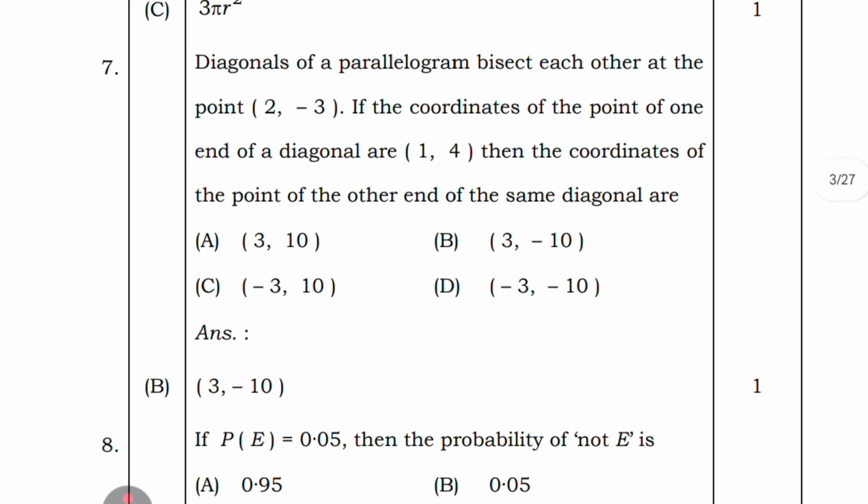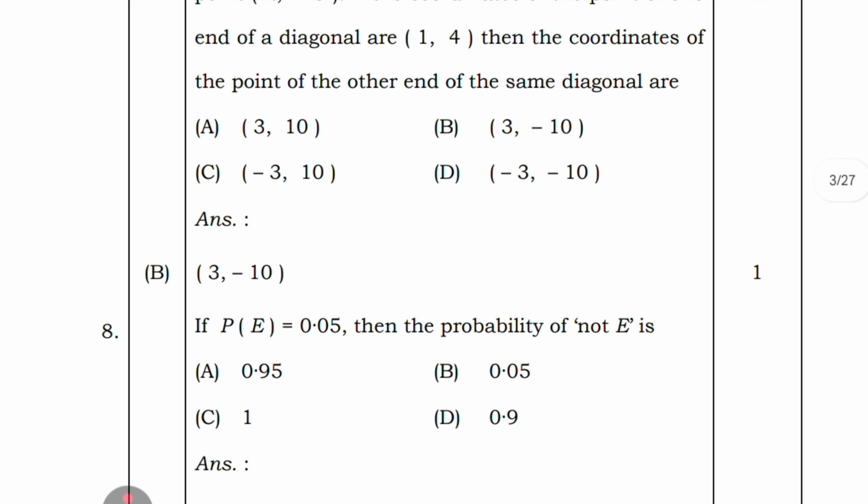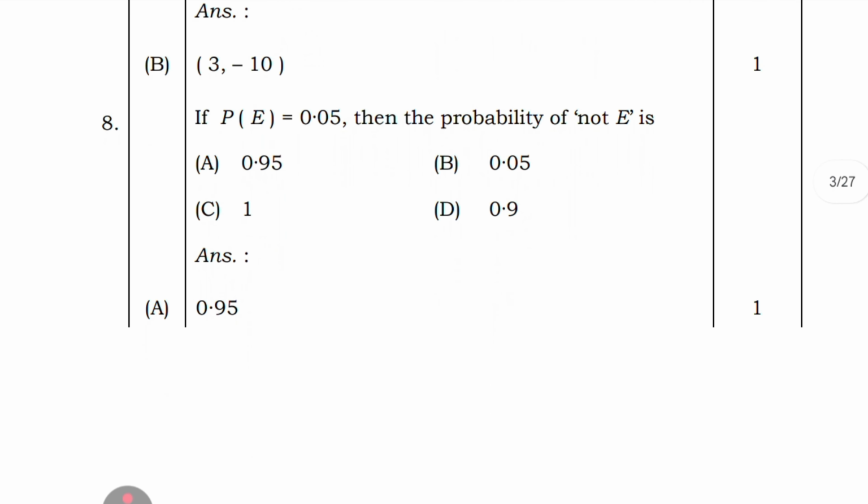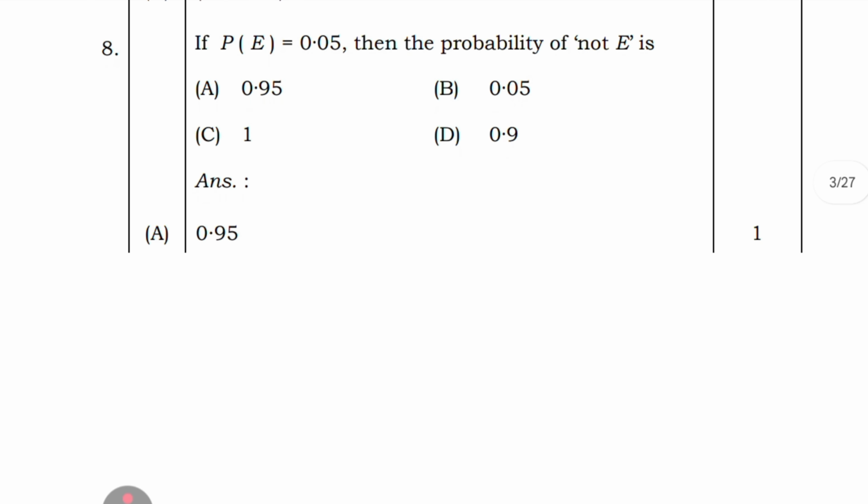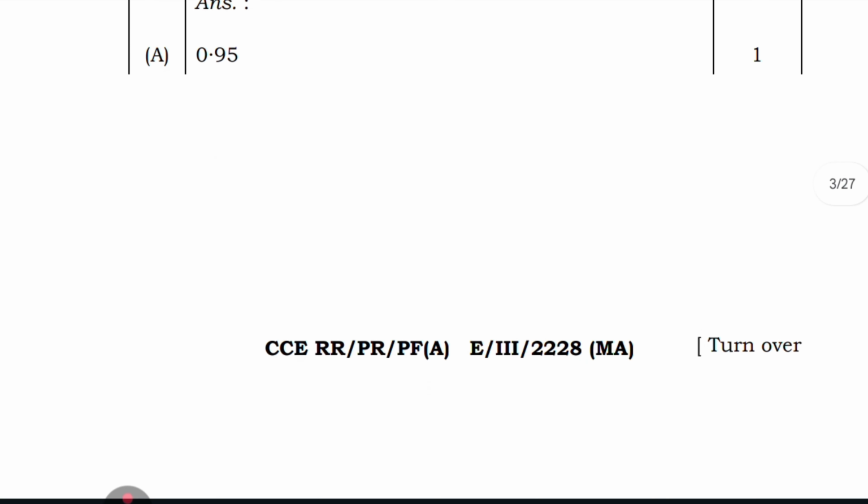Coming to the seventh question, diagonals of the parallelogram bisect each other at the point 2, minus 3. If the coordinates of one end of a diagonal are 1, 4, then the coordinates of the other end of the same diagonal are. The answer is 3, minus 10. Eighth question, if P of E, probability of E is equal to 0.05, then the probability of not E is equal to 0.95 is the correct answer, option E.